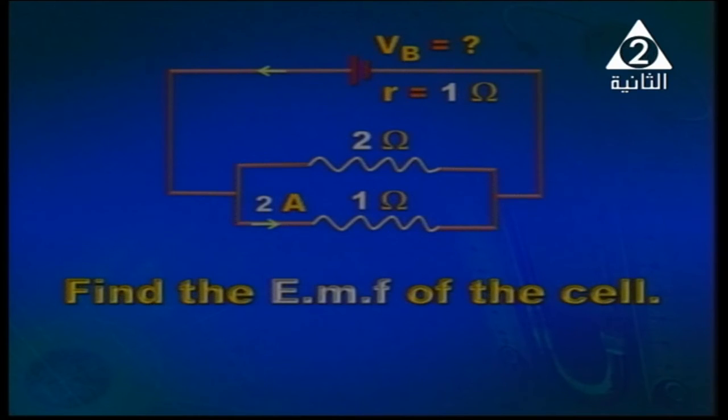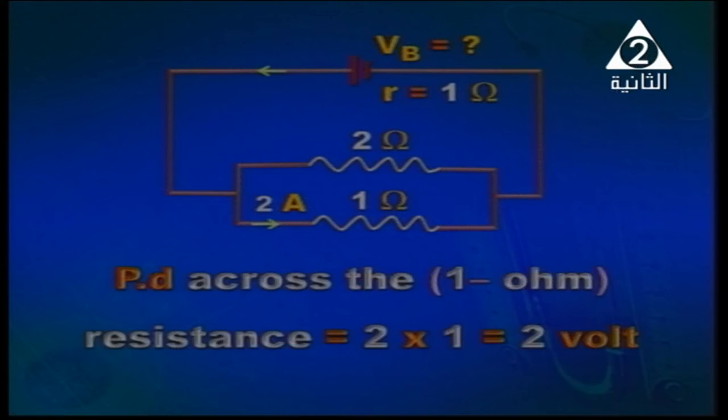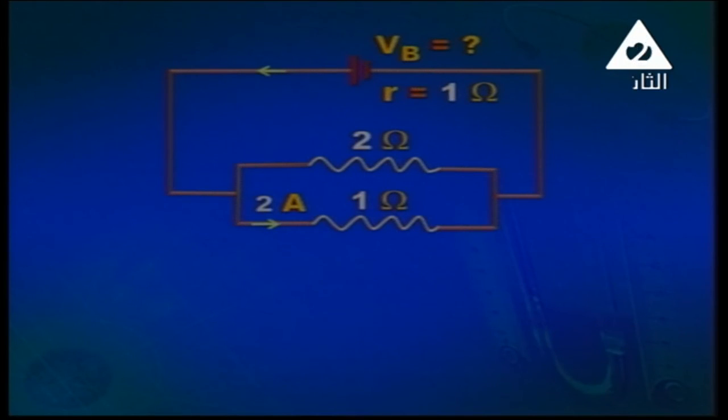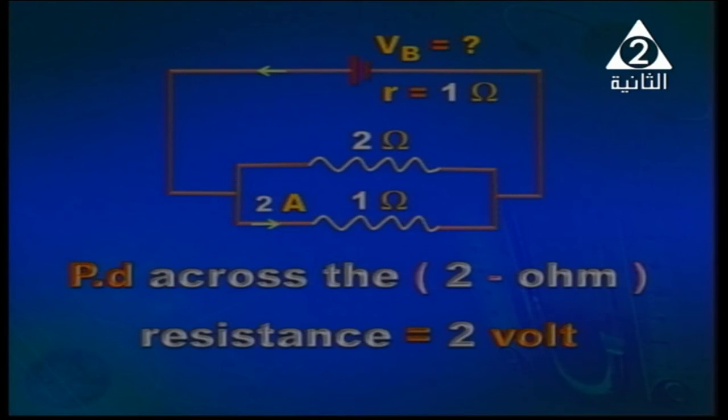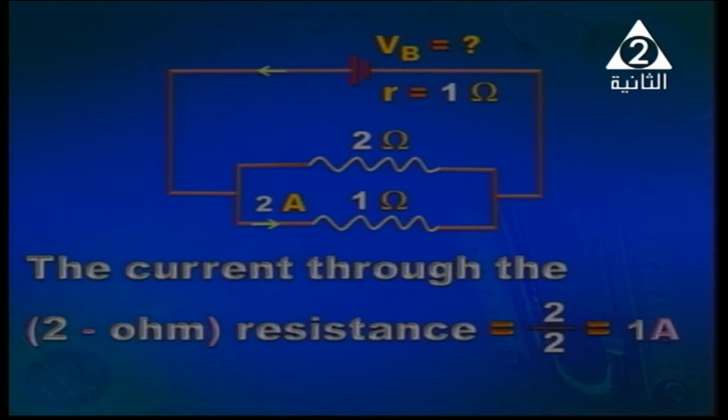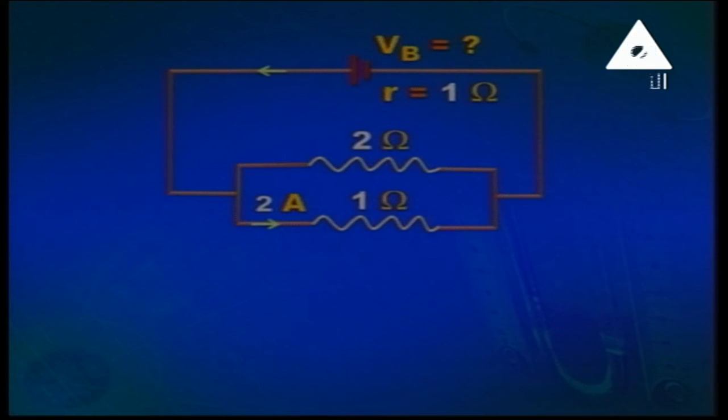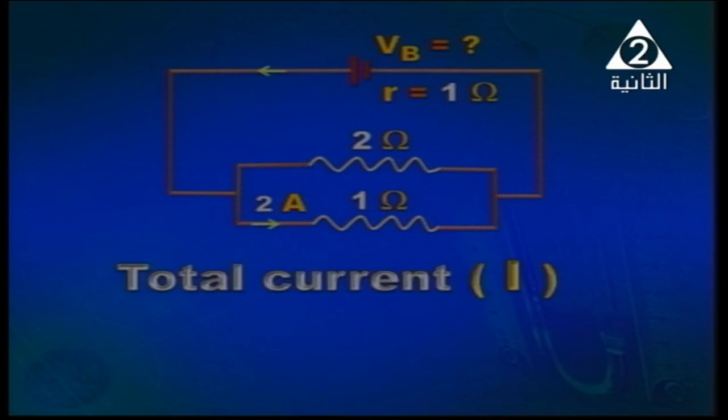So let me do it once again. The potential difference across the 1 ohm resistance is 2 times 1, it is 2 volts. The potential difference across the 2 ohm resistor is 2 volts also. Now we can calculate the current through the 2 ohm resistor. It is 2 divided by 2, it is 1 ampere. 1 ampere flows through the 2 ohm and 2 amperes through the 1 ohm resistor. So the total current must be equal to 3 amperes. Total current equals 1 plus 2, it is 3 amperes.